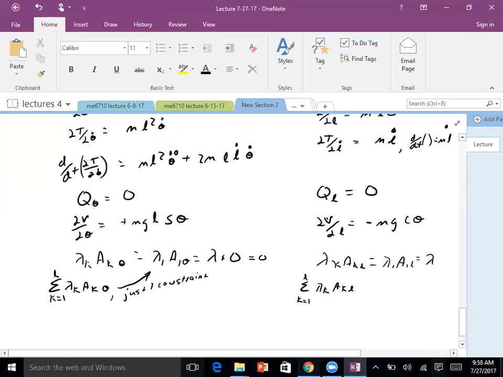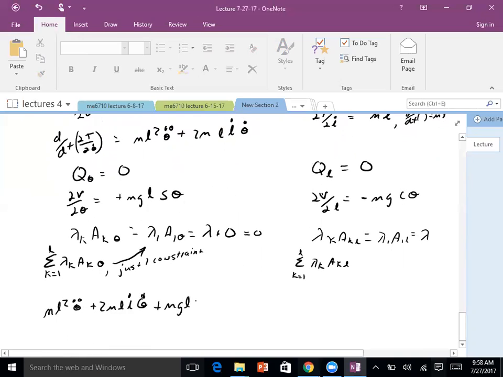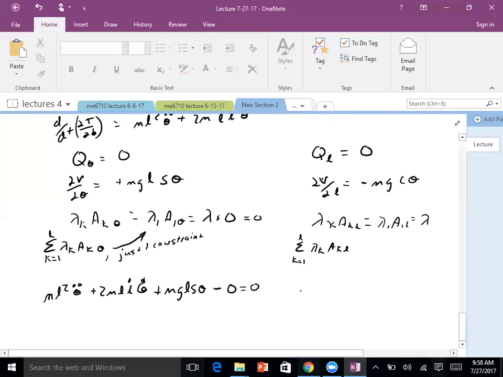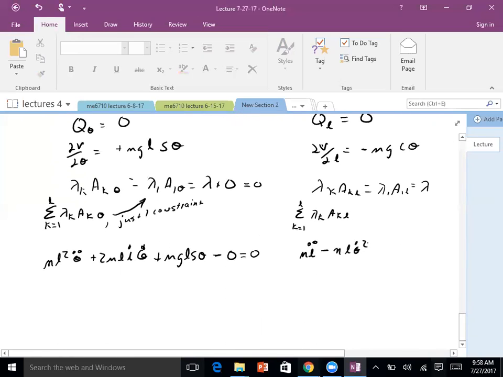All right. Let's now assemble this stuff. So over here, I get ML squared theta double dot plus 2ML L dot theta dot plus MGL sine theta minus 0, lambda times 0 equals 0. And over here, I get ML double dot minus ML theta dot squared. That was the partial T with respect to theta. Minus MG cos theta. Seems like there should have been a... Yeah, minus lambda.